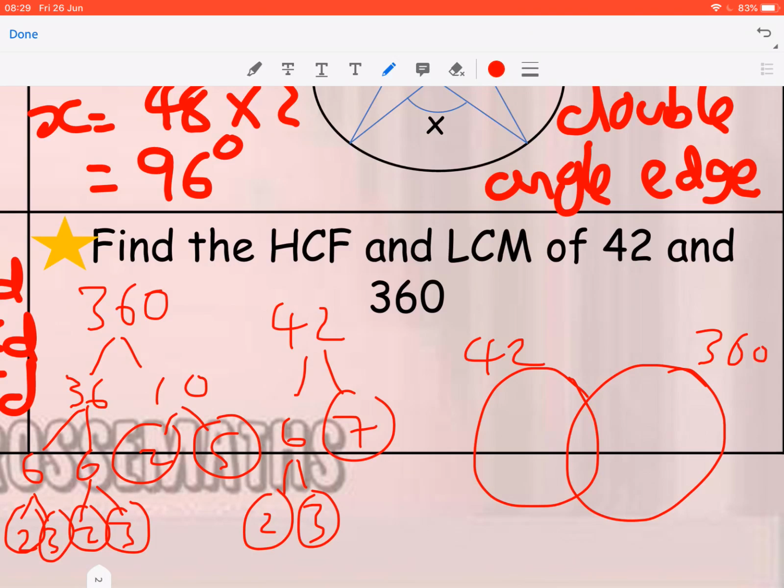The numbers that come in both of them: I can see a 2 in both, so I can put a 2 in the middle. I can see a 3 in both, so I'll put a 3 in the middle. I can't see any other numbers that come up in both lists. So my highest common factor is the middle bit multiplied together. So my highest common factor of 360 and 42 is 2 times 3, which is 6.